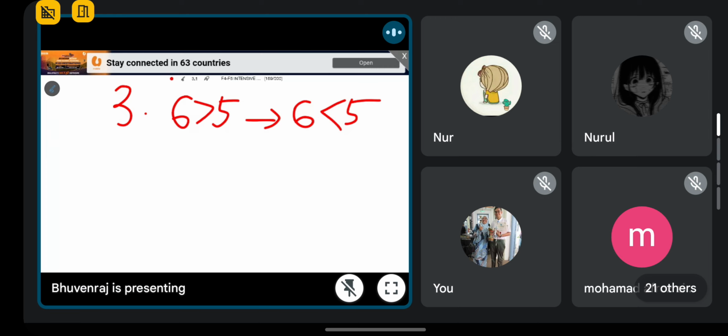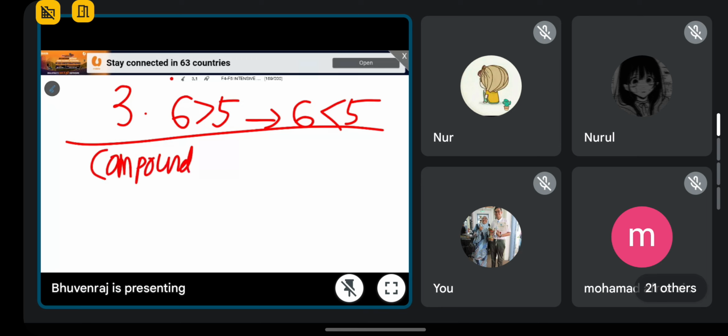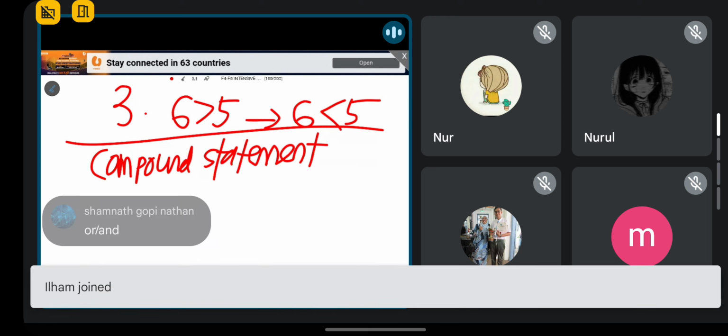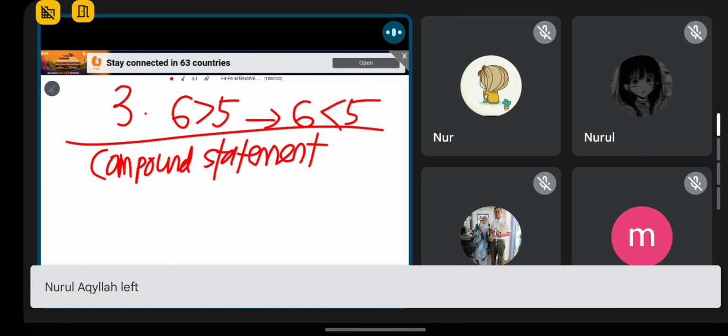Tak ada masalah. Okay, so now we talk about compound statement. Okay, have you all heard about this, guys? Compound statement. What are the two words we use to form compound statement? Apa dua perkataan kita guna untuk bentuk sesuatu pernyataan yang compound is majmuk, pernyataan majmuk.